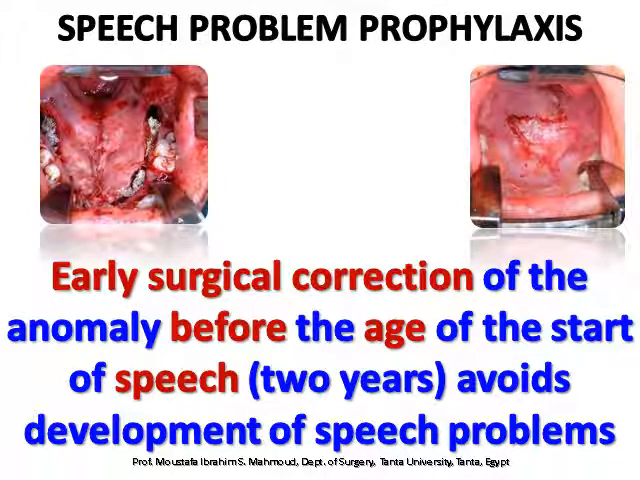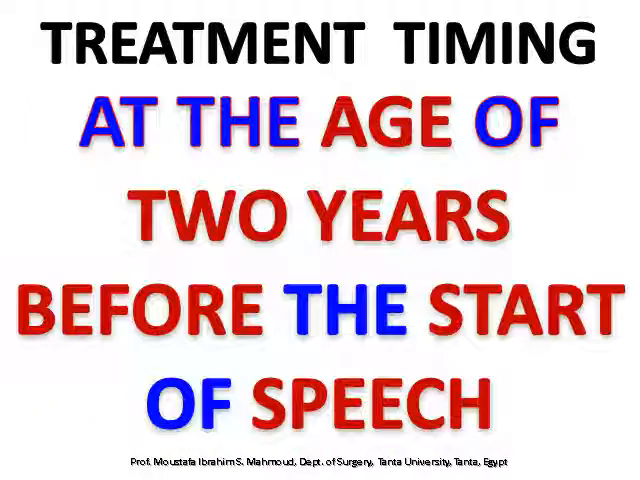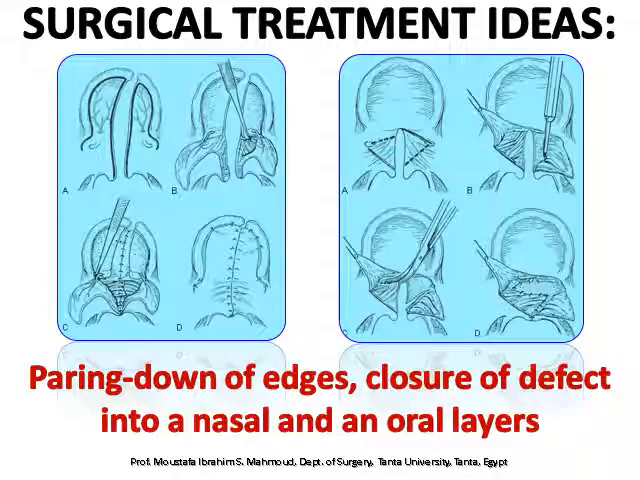Speech problem prophylaxis: early surgical correction of the anomaly before the age of the start of speech, which starts at the age of 2 years, avoids development of speech problems. Treatment timing is at the age of 2 years, before the start of speech. Surgical treatment ideas: paring down of the edges, closure of the defect into a nasal layer and an oral layer.